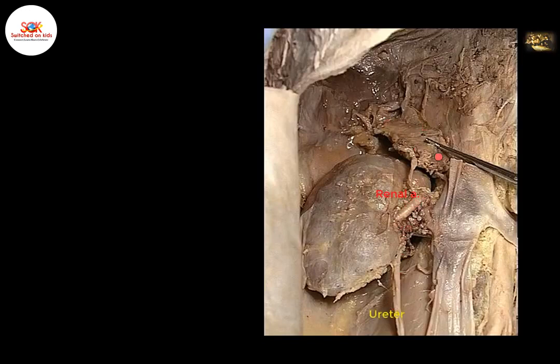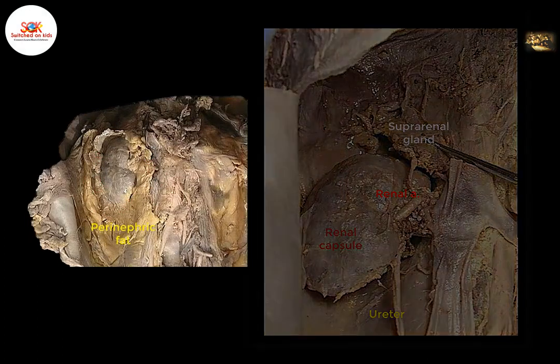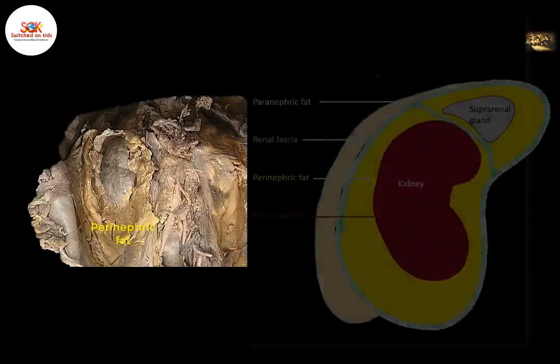Here's the suprarenal gland, and note that the kidney is surrounded by the renal capsule, which is transparent connective tissue, and outside this fibrous capsule there is a lot of fat, the adipose capsule, which is called the perinephric fat, and then it is encased in fascia, which is called the renal fascia.